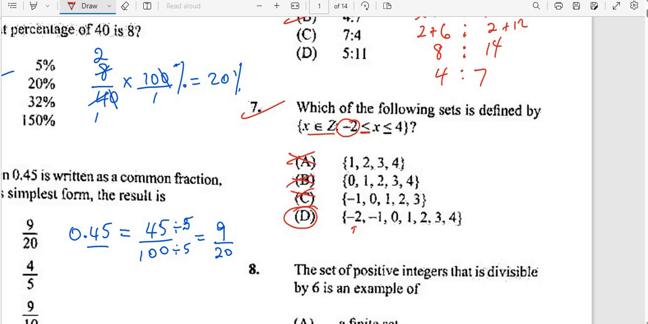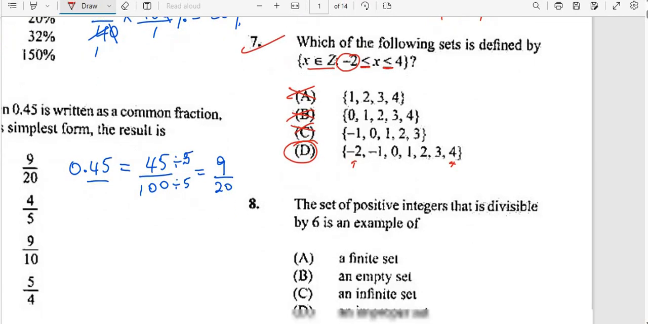But if we look at this as well, x is less than or equal to 4. We have to include 4. Again, we can see why D would be the answer in that case.